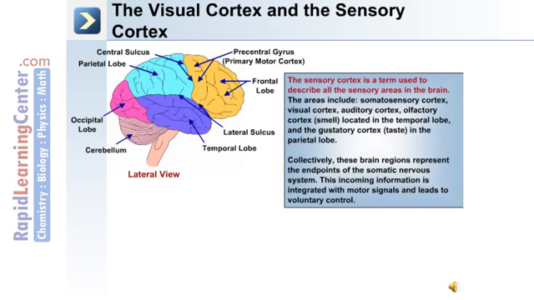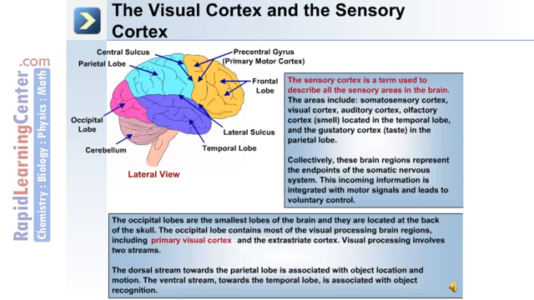The sensory cortex is a term used to describe all the sensory areas in the brain. These areas include the somatosensory cortex, the visual cortex, the auditory cortex, the olfactory cortex, which are located in the temporal lobe, and the gustatory cortex or taste in the parietal lobe. Collectively, these brain regions represent the endpoints of the somatic nervous system. This incoming information is integrated with motor signals and leads to a voluntary control.